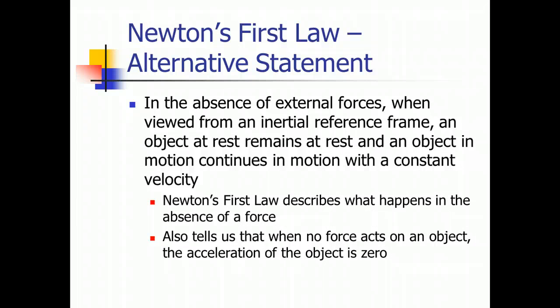The other way we can say Newton's first law is that if we have no external forces, or no net force, then an object continues to do whatever it was doing before. If it's at rest, it will remain at rest, and if it's in motion, it will continue in motion with a constant velocity. So when we have zero net force, our object will continue with whatever velocity it had before. If that velocity was zero, it will have zero velocity. If that velocity was non-zero, it will continue with a constant non-zero velocity.